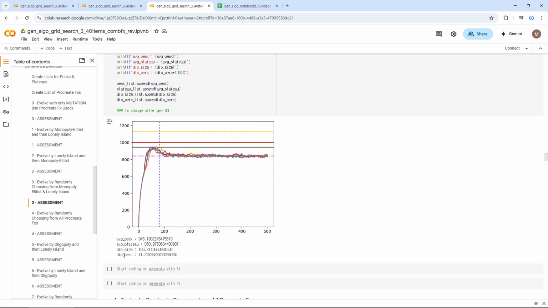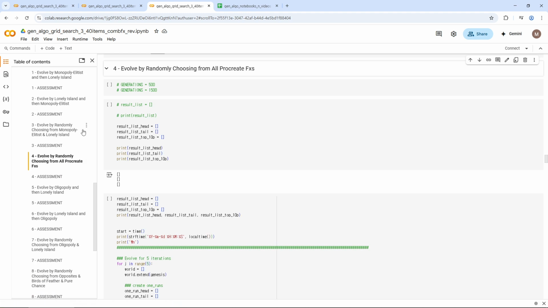There we go, and we've seen that, and the dip size is 106, and the dip percentage is 11.23%. So that's a bit smaller. It's still a 10% decrease. By the way, the dip size and the dip percentage will get larger if there are more items. Step 4 is evolve by randomly choosing from all procreate functions.